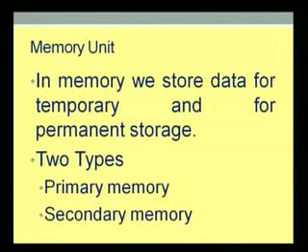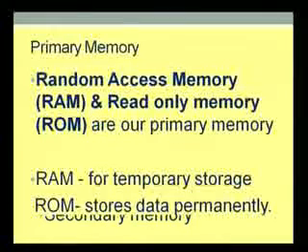Now the next unit is our memory unit. In memory we generally store the data either temporarily or permanently. The memory unit comprises two types of memory: primary memory and secondary memory. We will see what a primary memory is and what a secondary memory is.